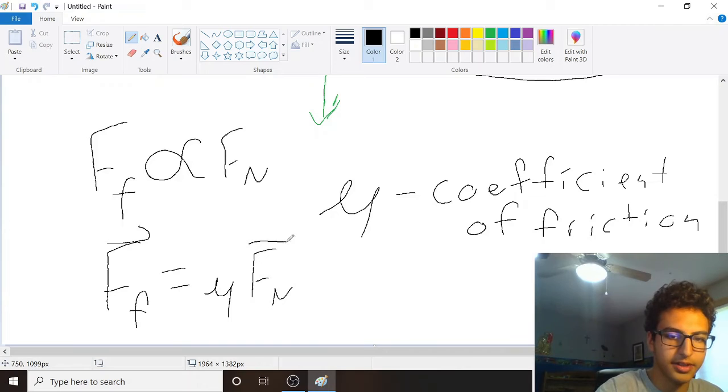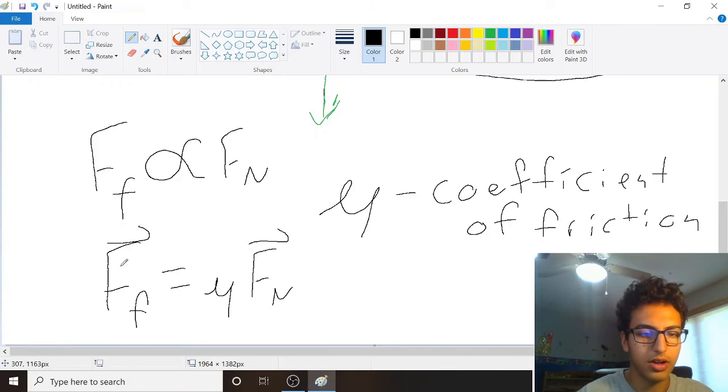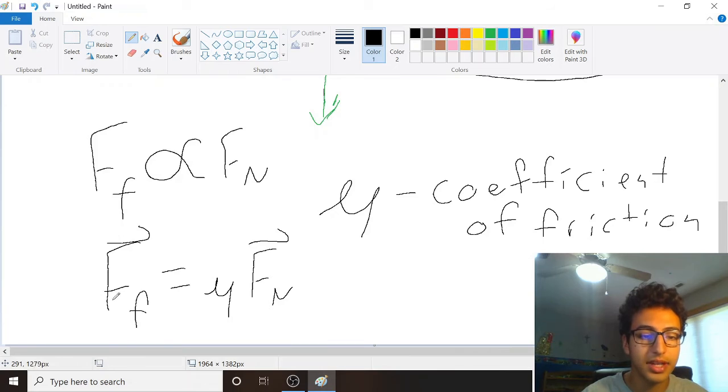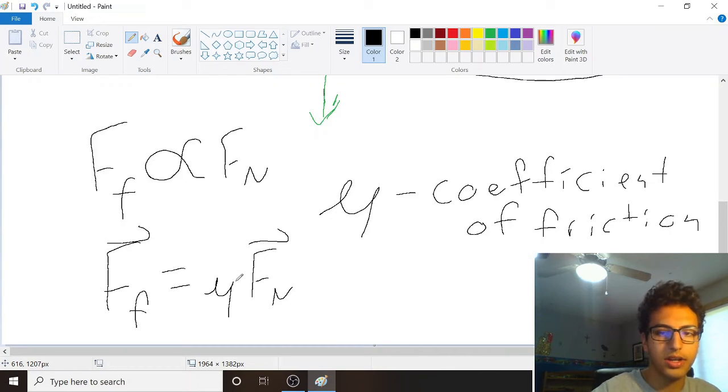What do we know? We know these are vectors. Okay? And we know that this right here, what is it? It's a scalar. Alright? It's a coefficient. It doesn't have a direction. But what do we also know? We know the units of force have to be equal. Because this is a force and that's a force, so the units have to be equal. So what does that mean? If we can solve for mu, we can divide both sides by the normal force.